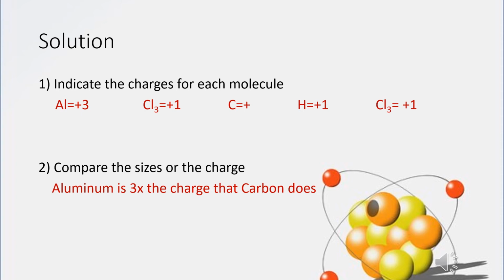Just by looking at it, we can see that aluminum chloride has the biggest charge out of both of them. As it says here under step 2, aluminum has 3 times the charge that carbon does. So essentially your answer is that aluminum chloride has the highest amount of lattice energy.